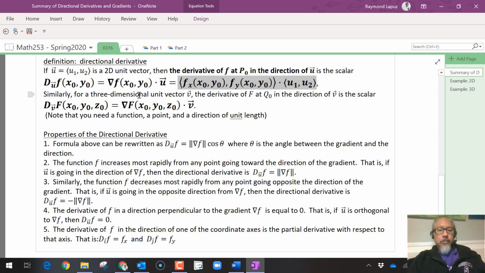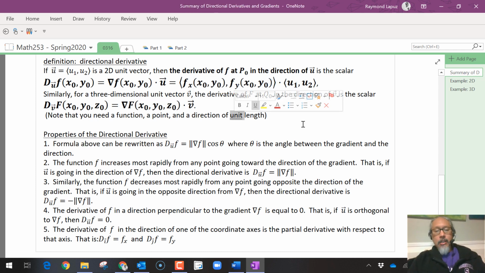If you have a three-dimensional unit vector and f is some three-dimensional function, or function going from R3 to R, and then you have the point Q, which is a point in space, then the directional derivative is going to be given by the same thing. It's the gradient dotted with a unit vector v. Now it's exactly the same formula as the one up above, except instead of dotting two-dimensional vectors, you're going to be dotting two three-dimensional vectors. Okay, and again we emphasize that you're looking at the direction as a unit vector.